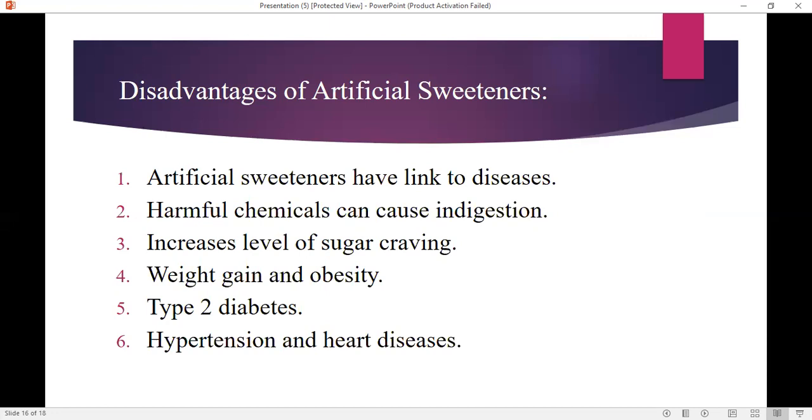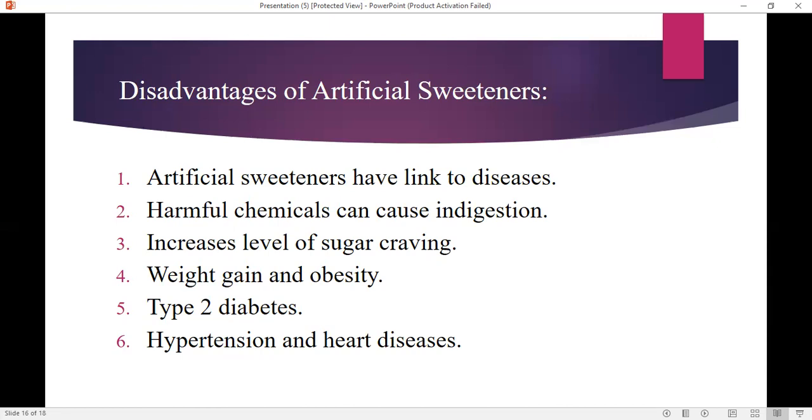Now we are going to discuss the disadvantages of artificial sweeteners. So let's get started. Point number 1 is artificial sweeteners are linked to diseases. It is quite shocking and horrible at the same time, but many studies have shown their link to diseases. It also includes the possibility of some form of cancer.